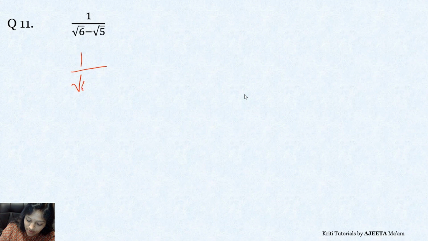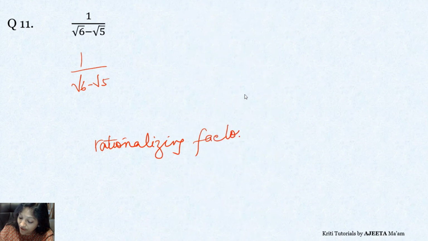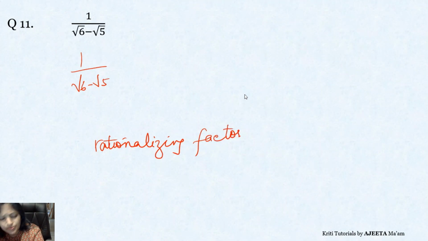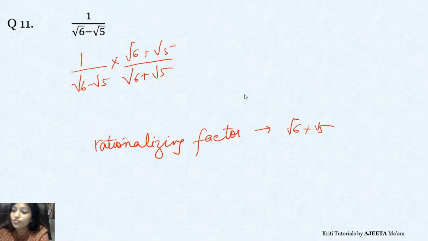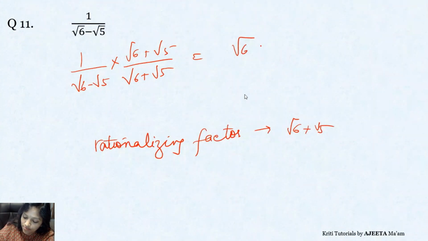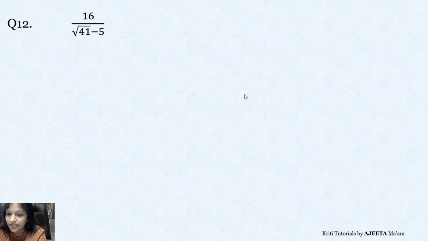Now 1 upon root 6 minus root 5. So they ask you a question in the MCQ that what is rationalizing factor. Just see this word. Rationalizing factor is the set of terms which you multiply and divide. So here the rationalizing factor is what? Root 6 plus root 5. So your rationalizing factor for this question is root 6 plus root 5. Now let's see it. So root 6 plus root 5 in the numerator and 6 minus 5 in the denominator. So your answer is this. Okay. Now let's move on to the next.